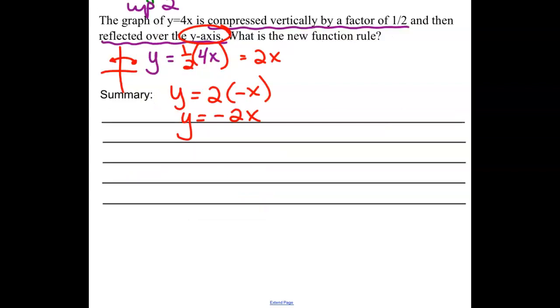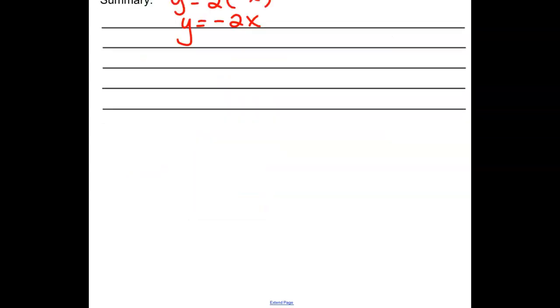All right, let's try one more. You can add this one to your notes. If I gave you y equals negative 1/3 times x minus 2 to the second power minus 7. Okay, let's look at our transformations.